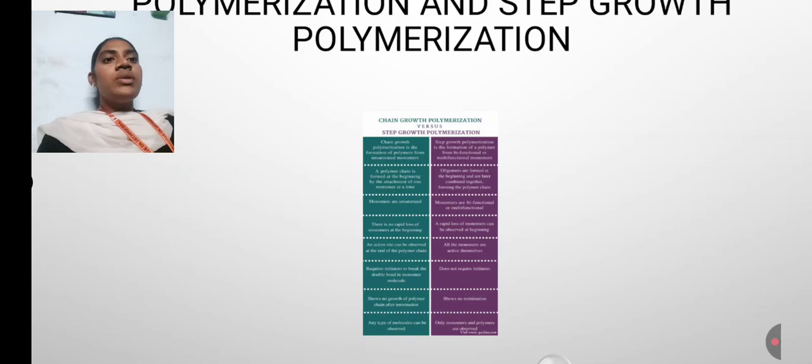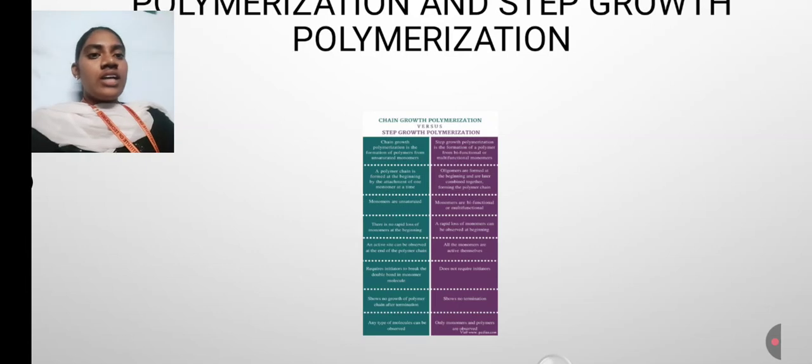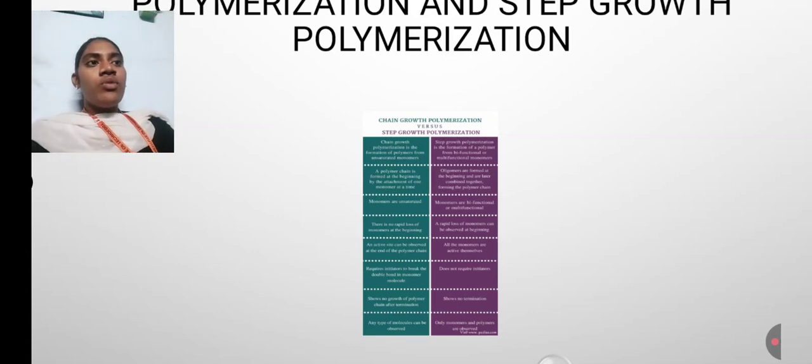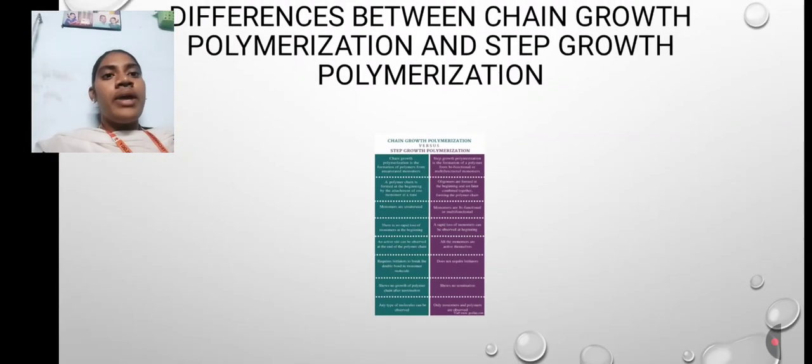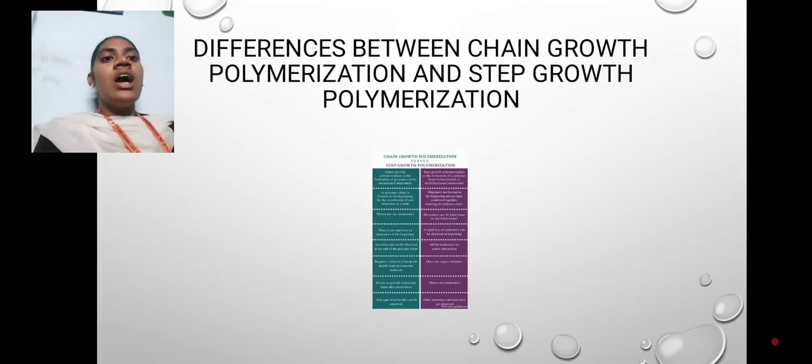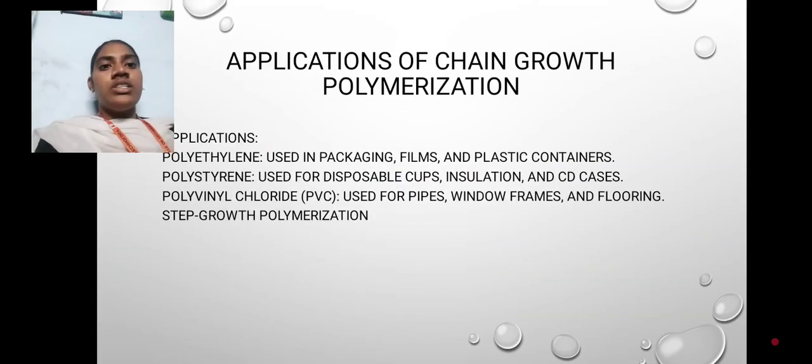The mechanism of addition polymerization: initiation step, propagation step, termination step. The mechanisms involved in condensation polymerization: initial reaction and chain growth reaction. These are the minor and major differences between chain growth and step growth polymerization.